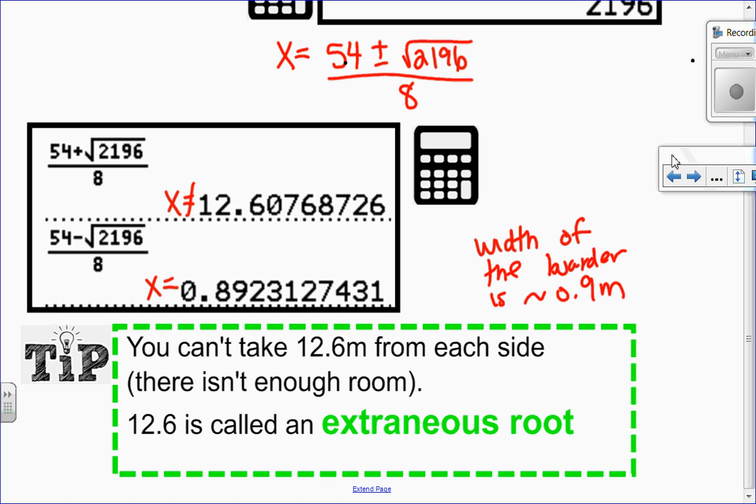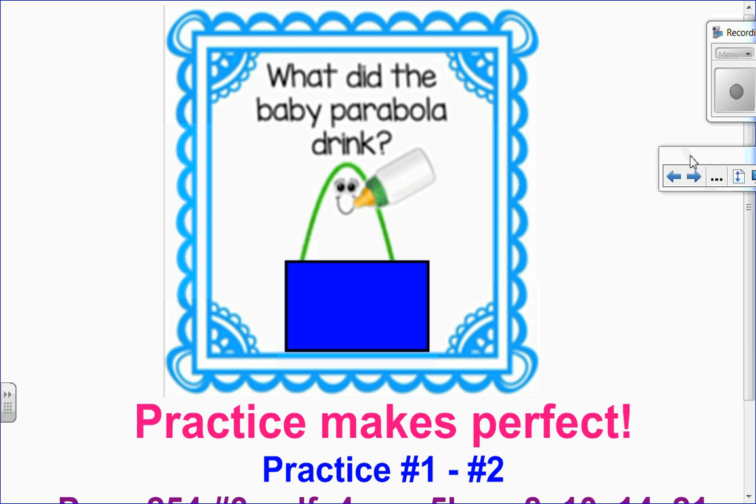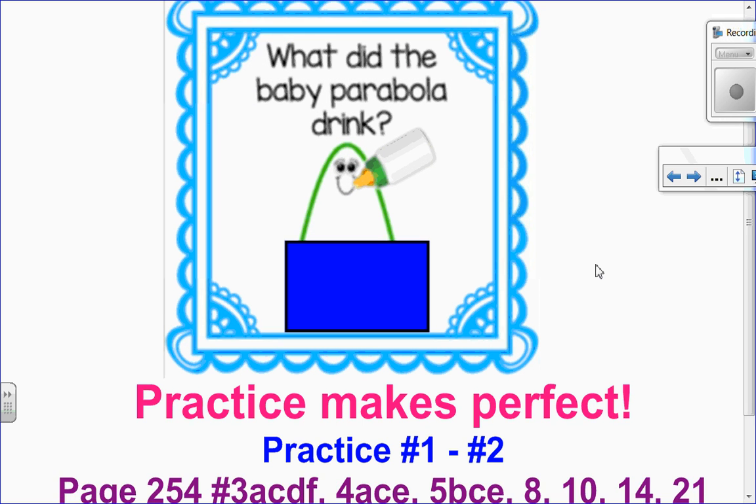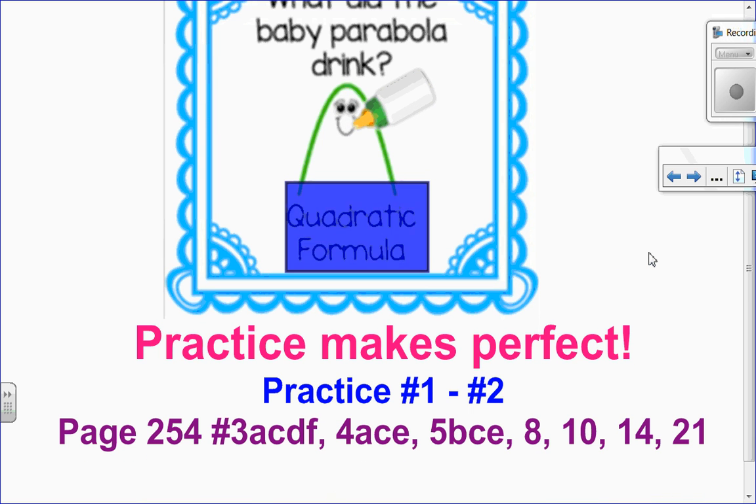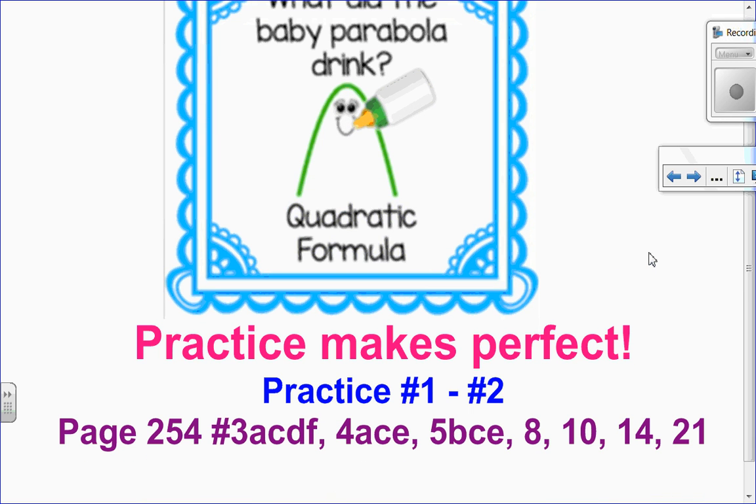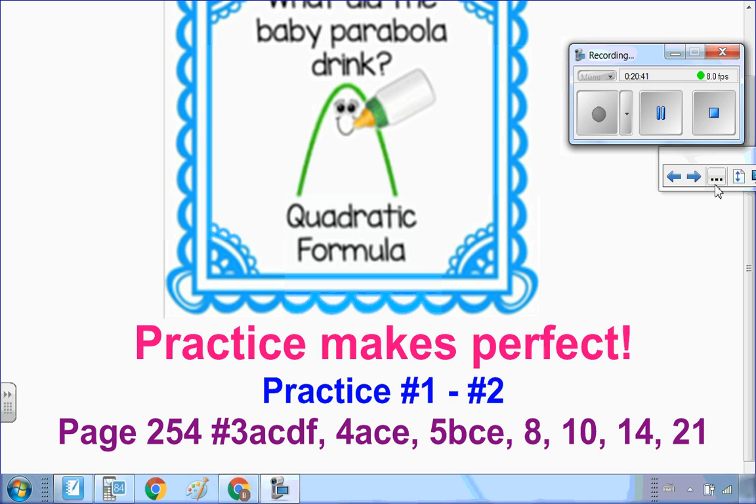Okay, so I hope that that question made sense. There's other ones like that in your notes, practice questions, and also in the textbook. So I want to end this lesson by asking you, what does the baby parabola drink? And hopefully you've got the answer to this. It, of course, is quadratic formula. So I have 2 practice questions in your notes, and then you can move on to textbook questions. I hope this video helped, and I look forward to seeing you for the next one.